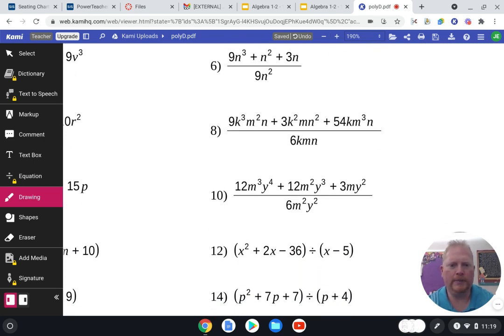Let's take a look at question number 8. That whole thing is being divided by 6kmn. If you can do this problem, you can do any problem in today's lesson. So let's just do this one. Let's break it down little bit by little bit. All right, so for my first fraction, I have 9 over 6, which can reduce by 3, so that makes 3 over 2.